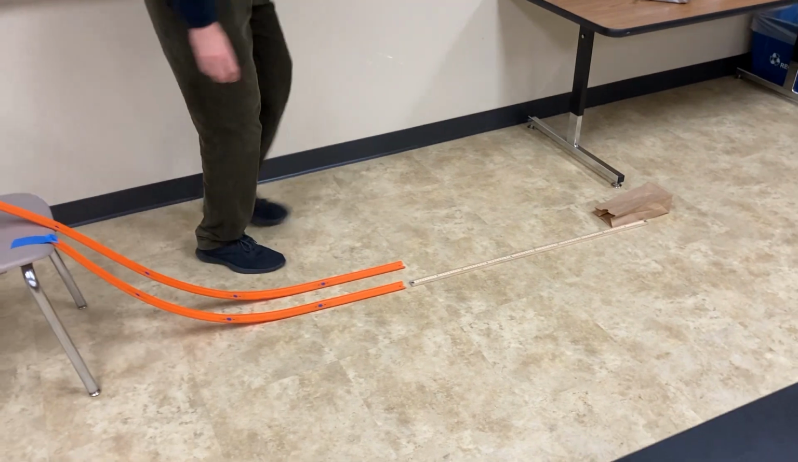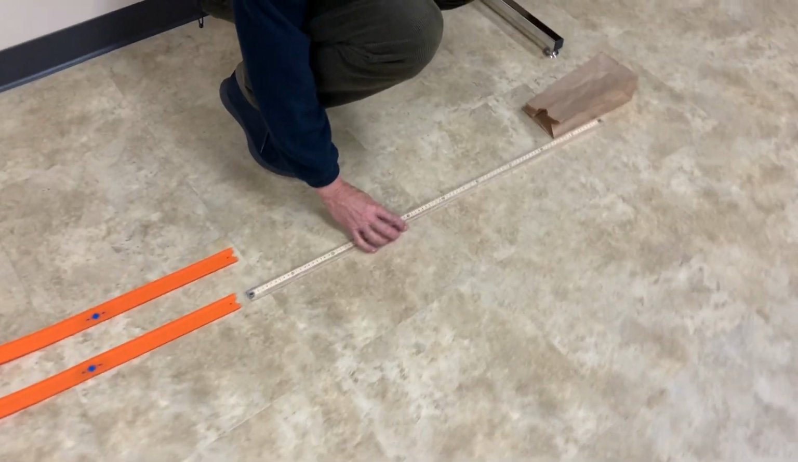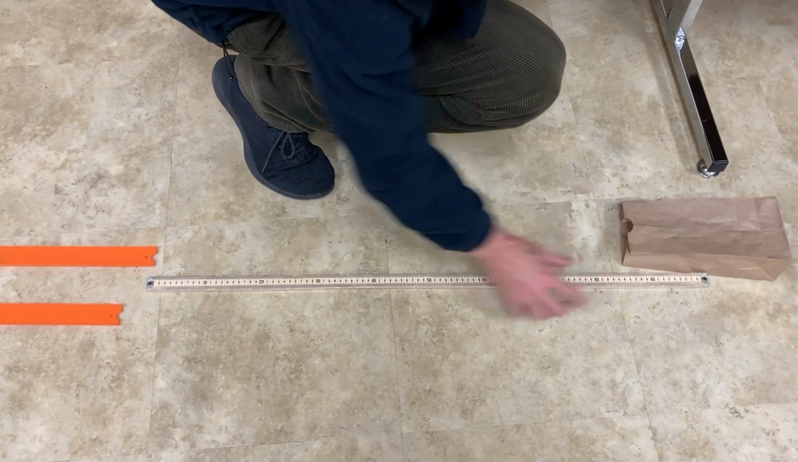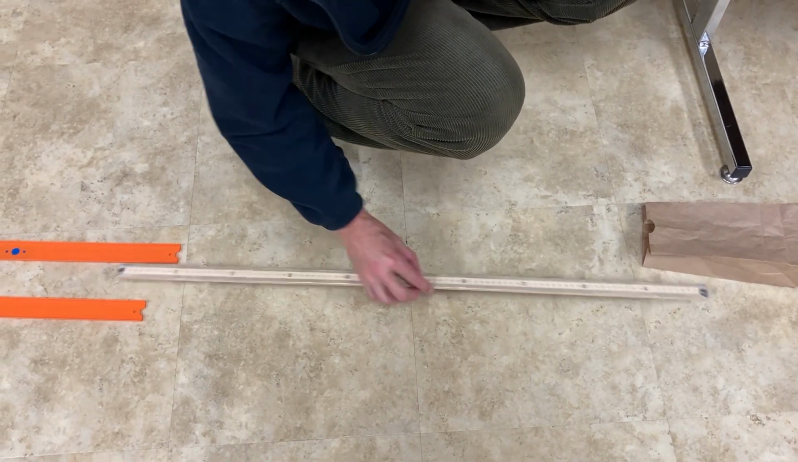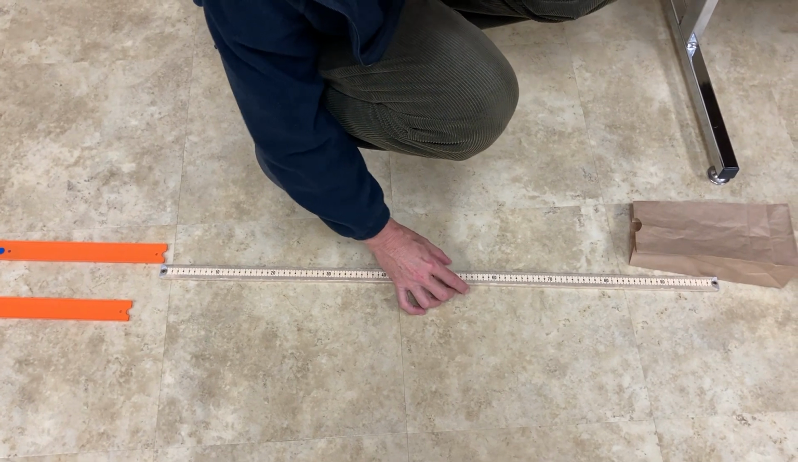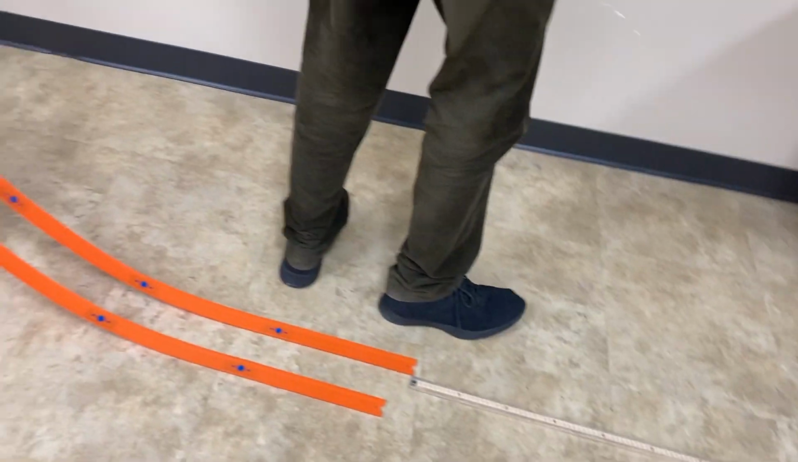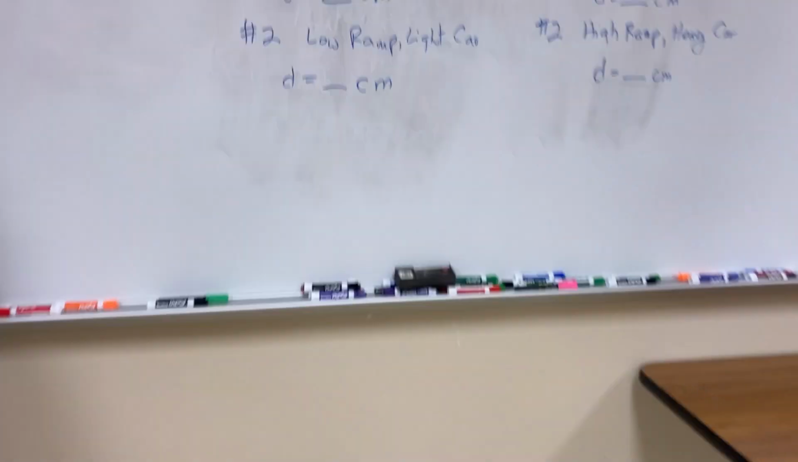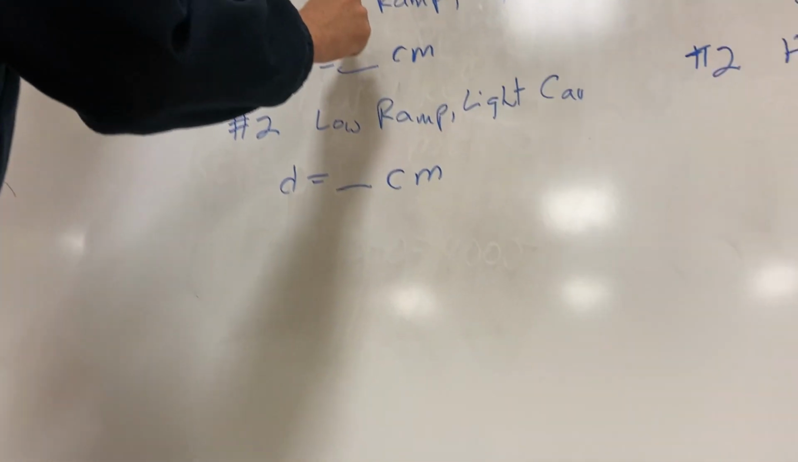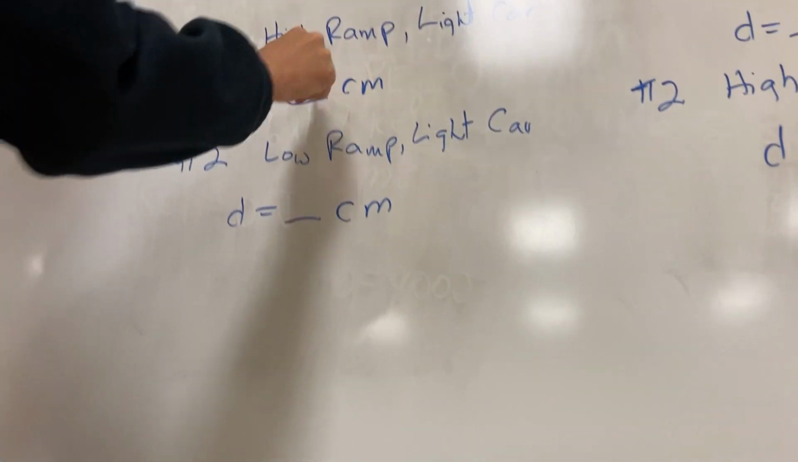Ooh, boy, that's a good one. Okay, let's see. There we go. It's about 84 centimeters. So this is trial 1: the high ramp, the light car, 84 centimeters.